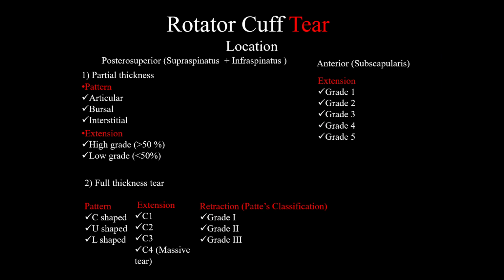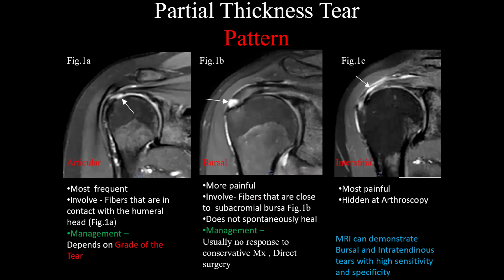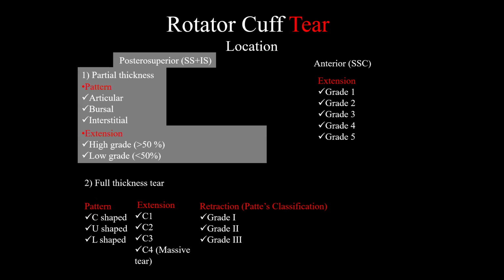The supraspinatus tendon is the most commonly involved tendon in rotator cuff tear, with or without involvement of adjacent tendon or structure. Its tear can be classified into partial thickness and full thickness tear. The partial thickness tears, according to the pattern, are reported as articular, bursal, and interstitial. According to the extension of the involvement, we give it as high grade or low grade tear.